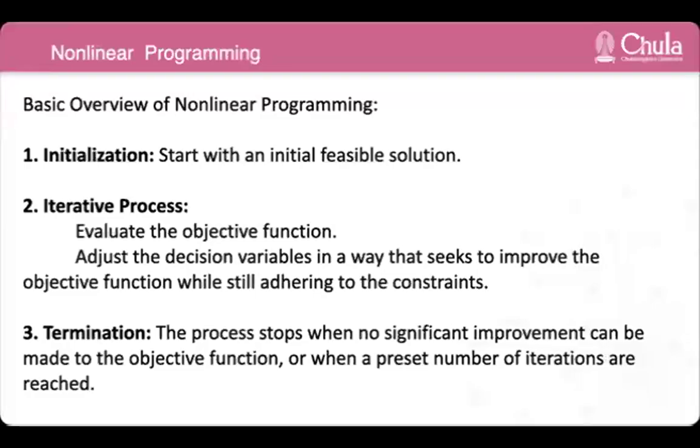Okay, good. So we need initialization, right? An initialization process to generate initial feasible solutions. It depends on the algorithm. Some algorithms require multiple starting points, but some need just one single point. And then the next one, we need an iterative process. It involves two things. First, evaluate the objective function, and also adjust the decision variable in a way that seeks to gain a better solution. Okay.